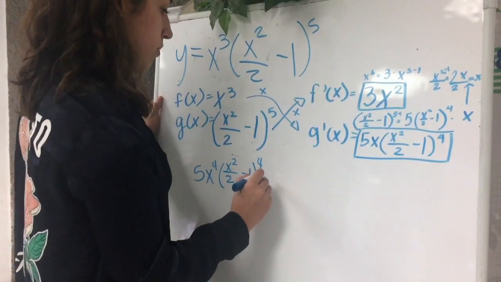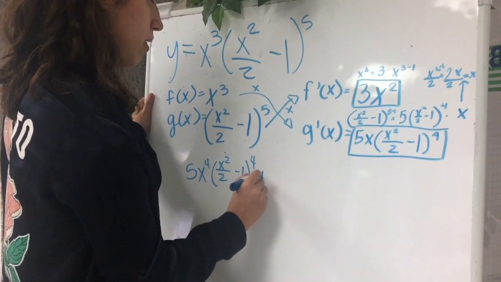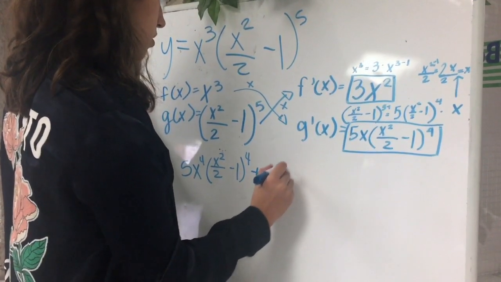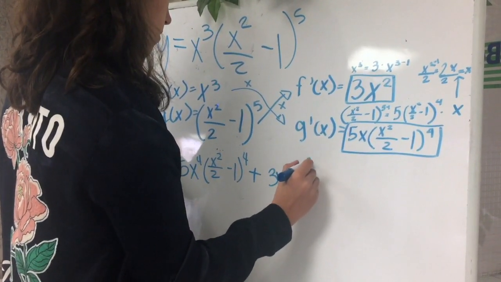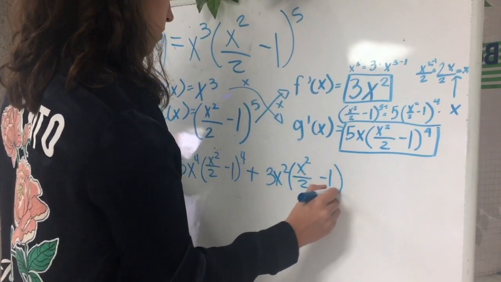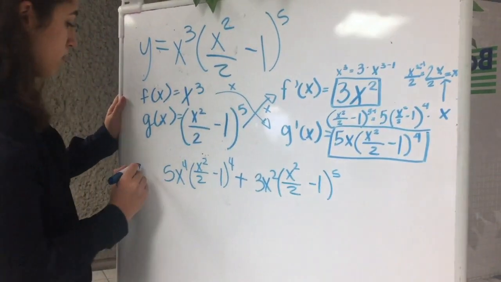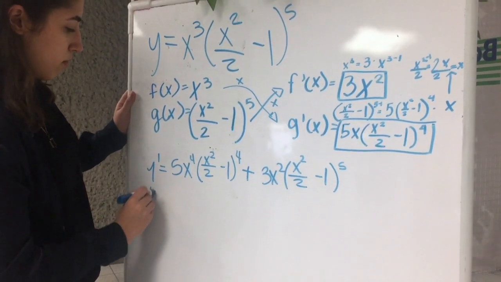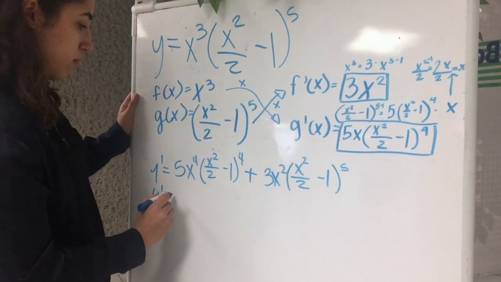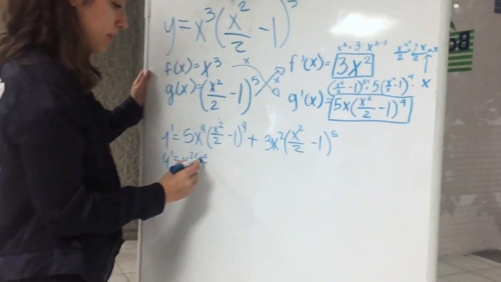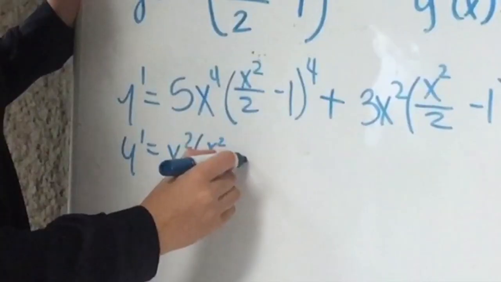This is what we did by multiplying the f of x times the g prime of x. And then we're going to add a plus sign, and we're going to multiply the f prime of x and the g of x, which would give us 3x squared times x squared over 2 minus 1 to the fifth power in parentheses. And then we're going to factor the biggest numbers we can from both terms.